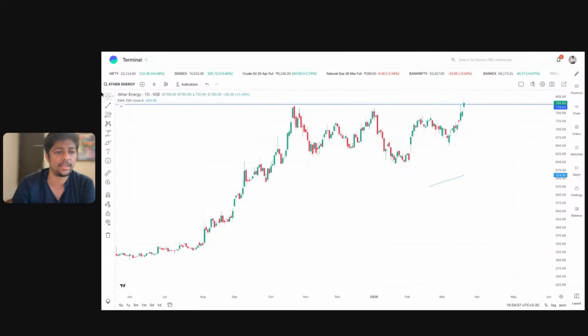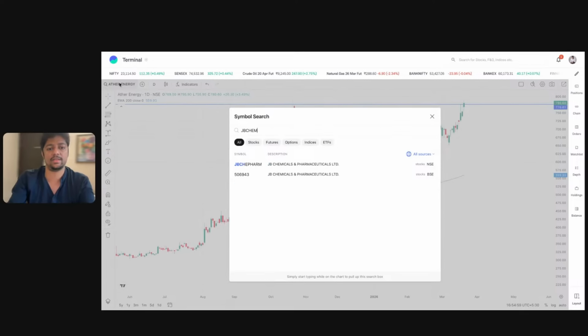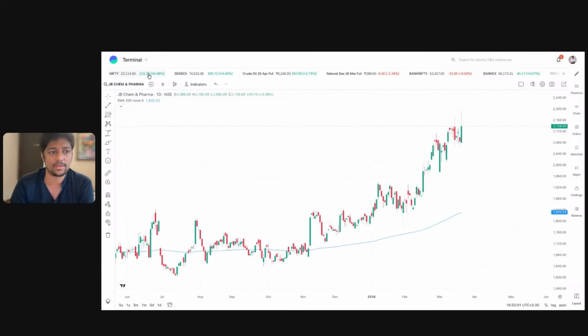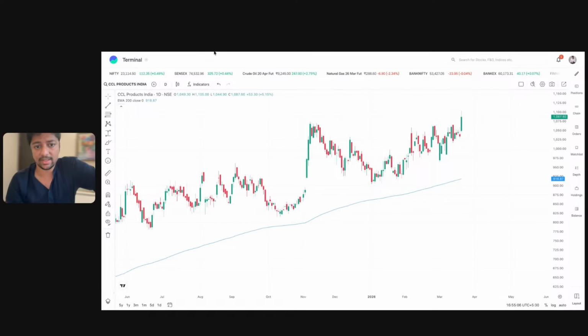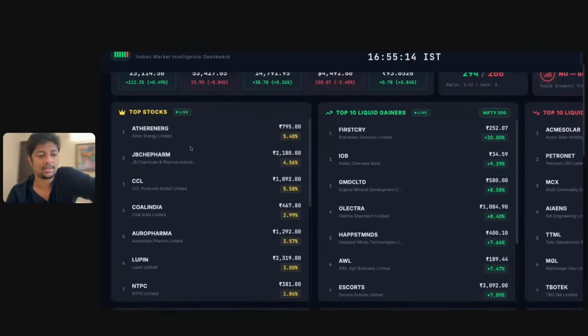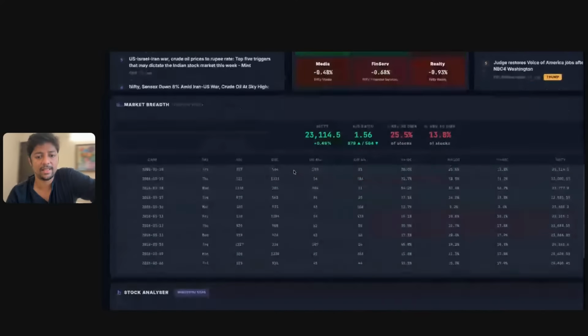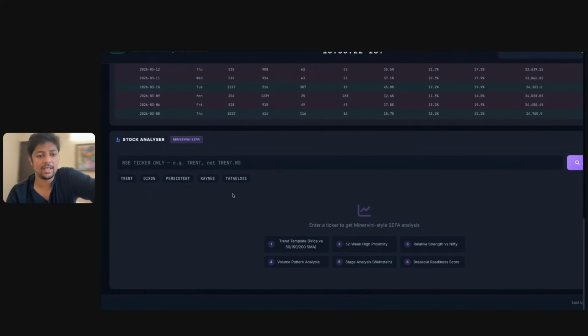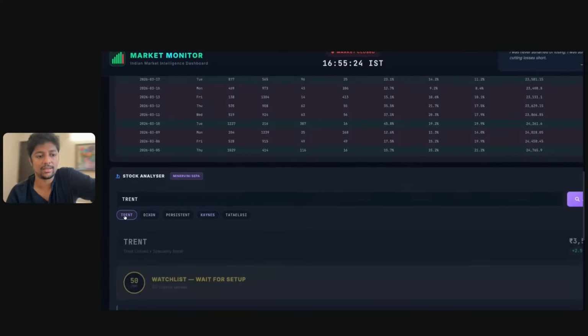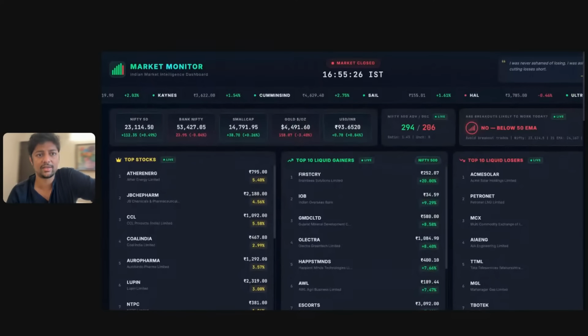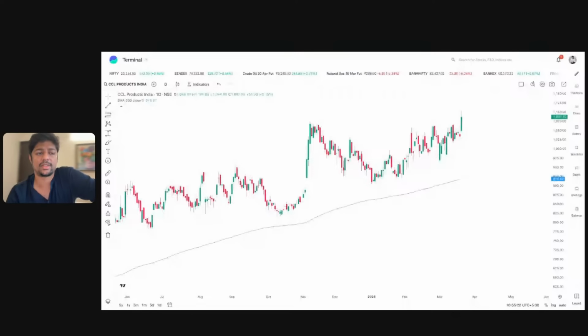What was the other one over there? JB Chem. Yes, JB Chem was another one. This is also sustaining. And the third one was CCL. Even in this bad market, these are the companies that are actually sustaining, because they have not much to do with the war. So these are the positive guys in today's market that are somehow sustaining. Coal India, Aura Pharma, all of these are somehow sustaining in this entire market, right? Everything else, they're not doing great. These are somehow sustaining in this terrible market.